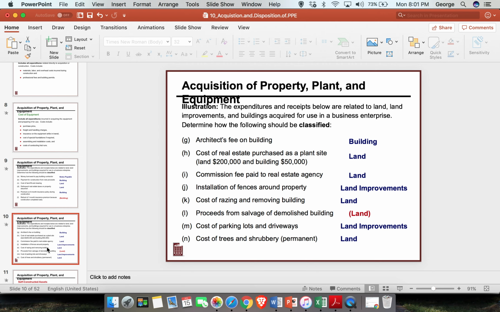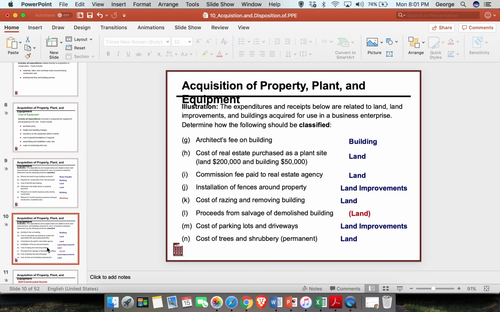Commission fee paid to real estate agency would be land. Installation of fences around our property would be a land improvement because they do not have an indefinite life. Cost of razing and removing the building would be part of land. So that would be charged to land.